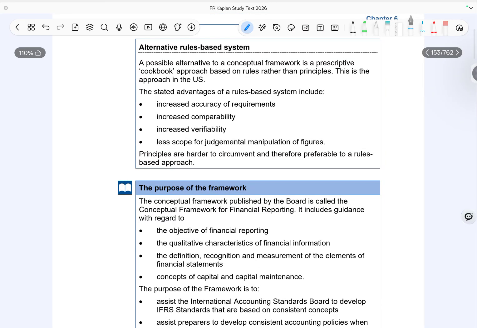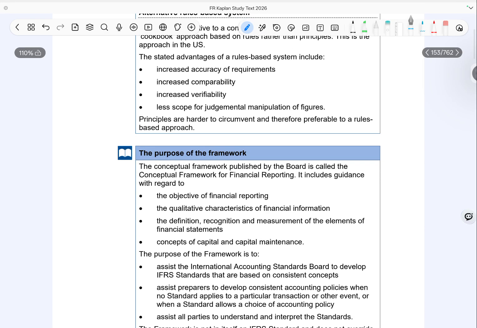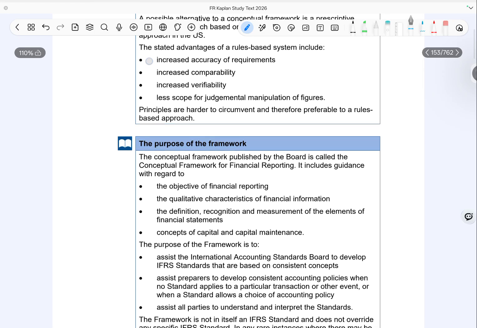Now let's look at the advantages. So why do some countries prefer rules instead of principles? There are four main advantages. First, since every rule is clearly written, there's less confusion about what companies should do. Second, if everyone follows the same exact rules, comparing different companies becomes easier. Third, auditors can easily check whether a company has followed the required rules. And fourth, companies simply follow the rules, there's less personal judgment involved, reducing the chances of different accountants reaching different conclusions. So, which approach is better?